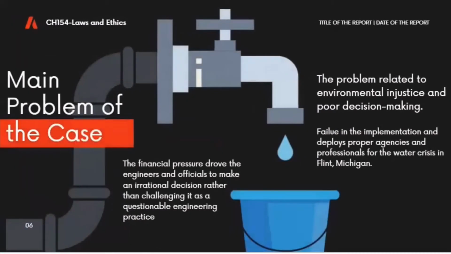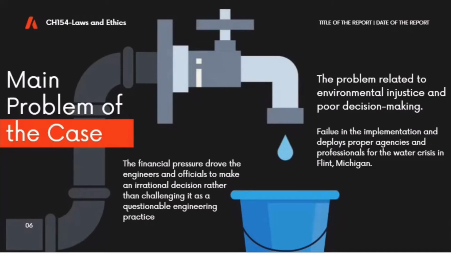So, for the main problem of the case, in the Flint water crisis, the problem relates to environmental injustice and poor decision making. The impression is that the financial pressures drove them to make an irrational decision, rather than challenging the comment made by Presby as a questionable engineering practice.